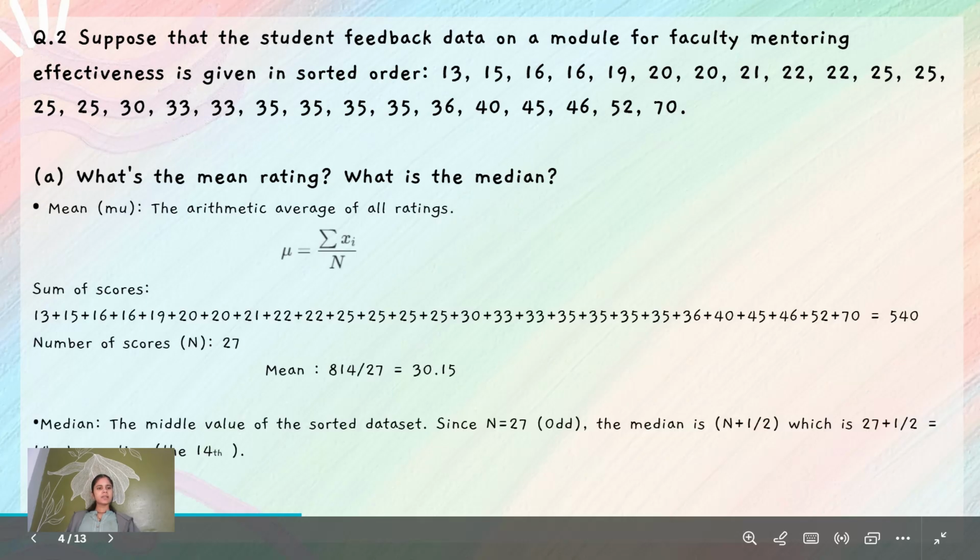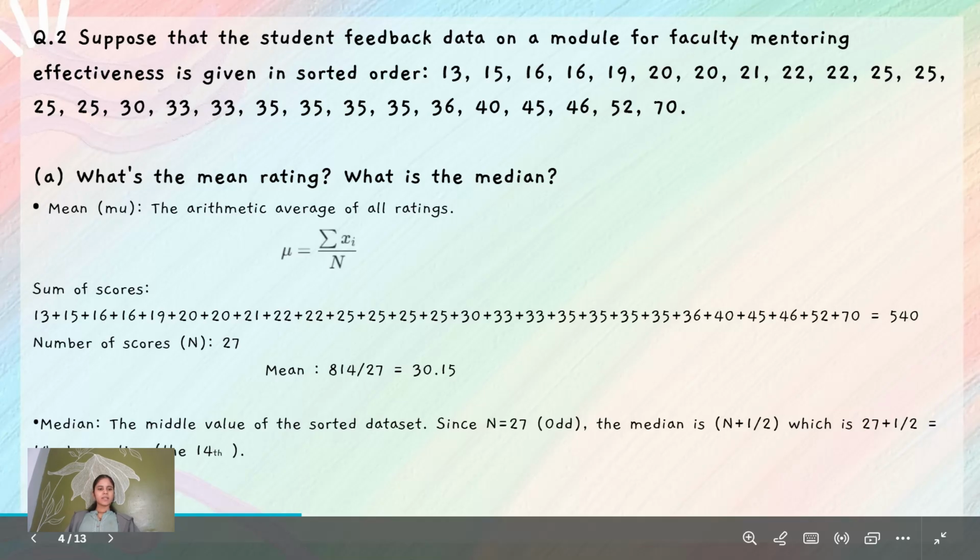Now question number 2: suppose that the student feedback data on the module for faculty mentoring effectiveness is given in sorted order, as you can see, starting from 13 to 70. Question A: what is the mean rating and what is the median? Here we find the mean and median for this sorted data.